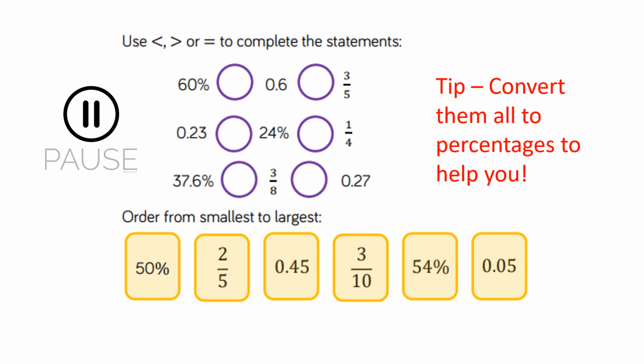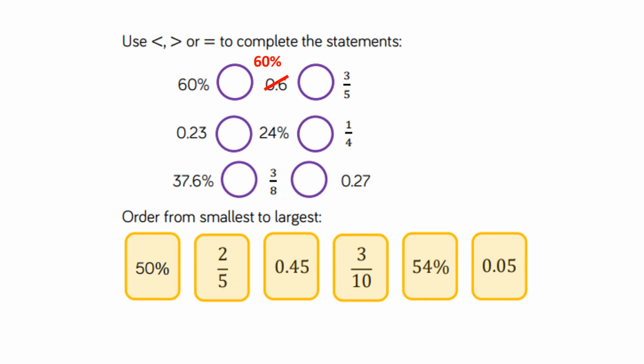Okay, so we're using less than, more than, or equals to complete the statements. So 60% is already a percentage. 0.6 is 6/10, 60 hundredths, 60%. 3/5, and actually you could have used some of your information from the previous slide for this, or some of your working out. 3/5 is the same as 6/10, which is the same as 60 hundredths, so that is also 60%. And you can see there how I've worked it out. From 3/5 I've times it by 2 to get it to 6/10, then times it by 10 and it's 60 hundredths.